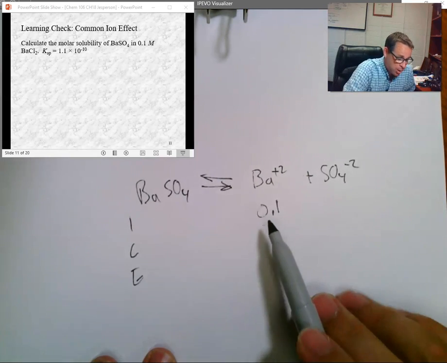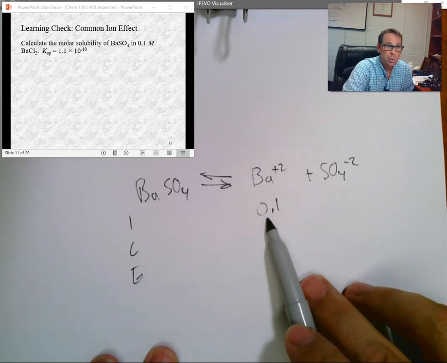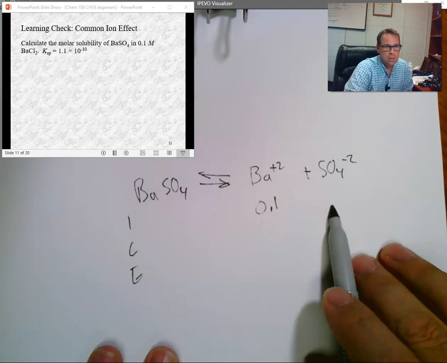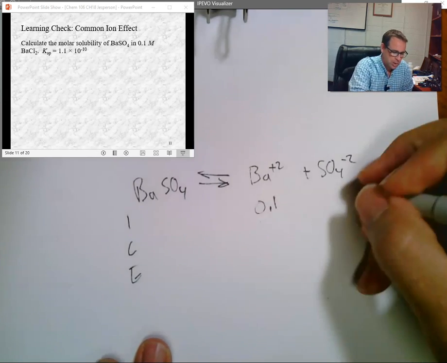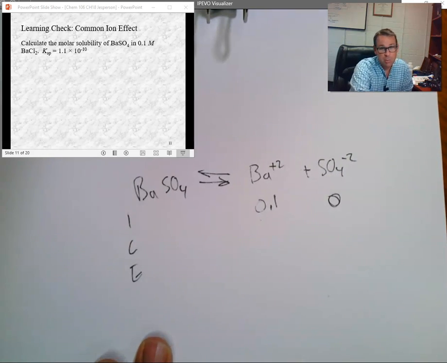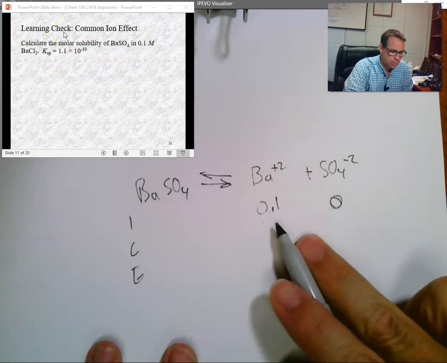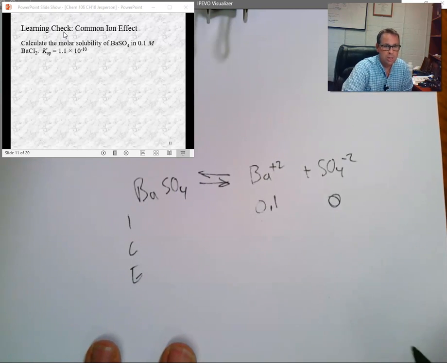So our initial concentration of barium to start off with is actually not 0. It's 0.1. What's our concentration of sulfate to start with? Will that just still be 0.1? That will be 0, because we have no source of sulfate here. Okay, very good. The change. What's the change?